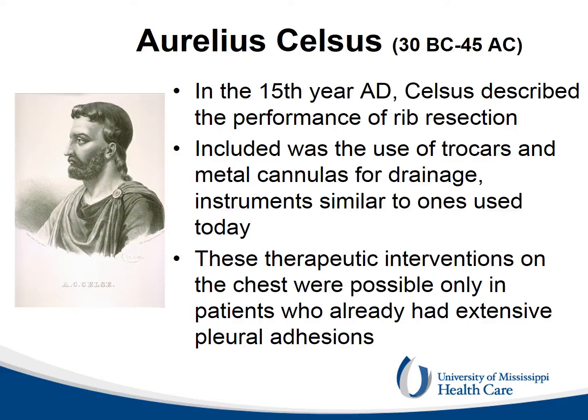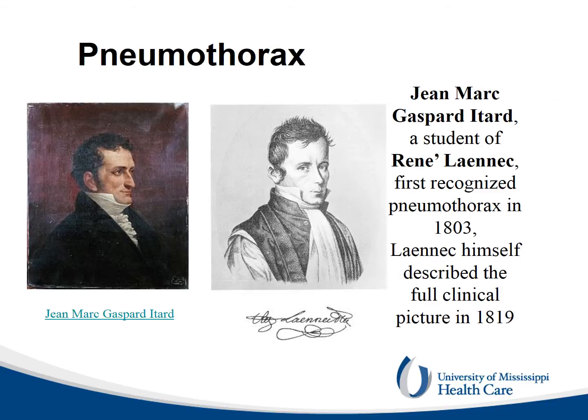Celsius also wrote on rib resection and described the use of metal trocars. As previously said, these therapeutic interventions on the chest had some positive results only in patients who already had extensive pleural adhesions. Only in the early 1800s the pneumothorax was extensively described by Itard and his teacher René Laennec.